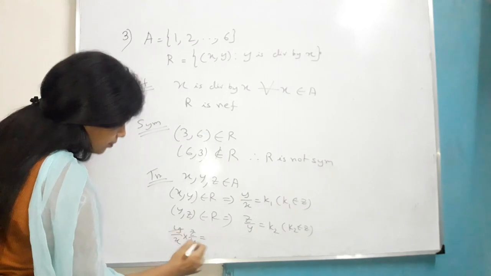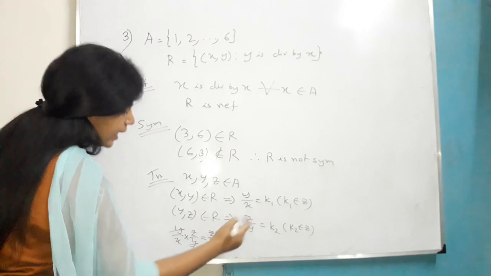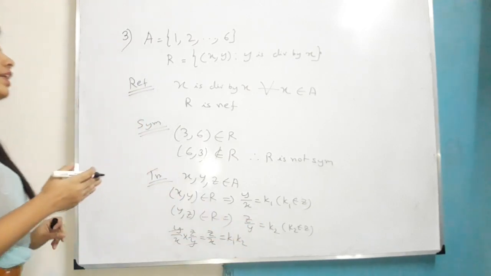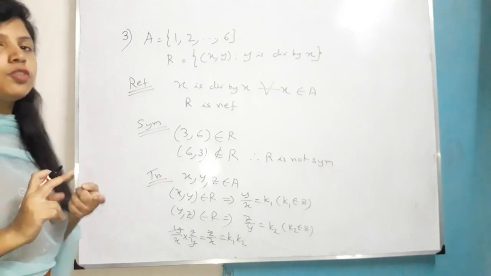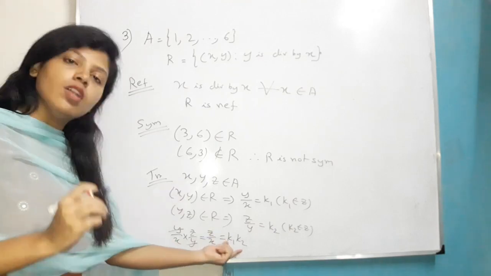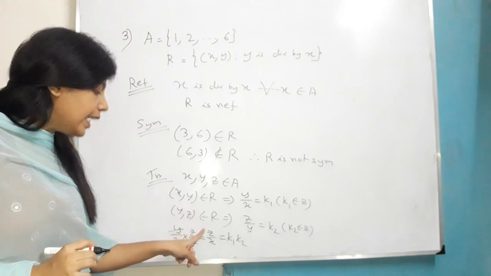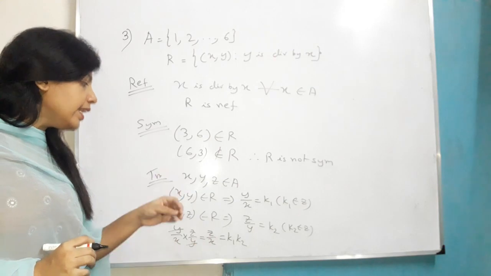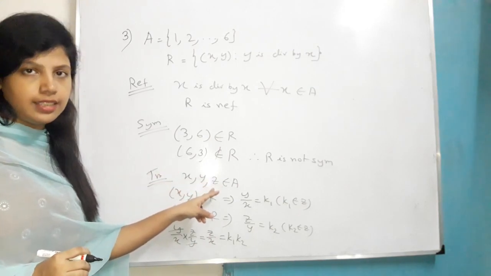So it will be z by x, and if I multiply the right side also, I will get k1 k2. Now since k1 is an integer and k2 also is an integer, the product of two integers will also be an integer. So k1 k2 is also an integer. That means we can say that obviously z is divisible by x. That means it is true for any arbitrary x, y, z. That means the relation is transitive.